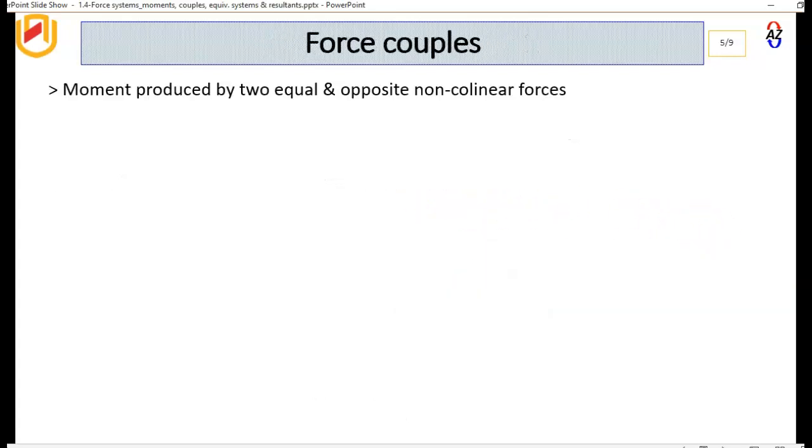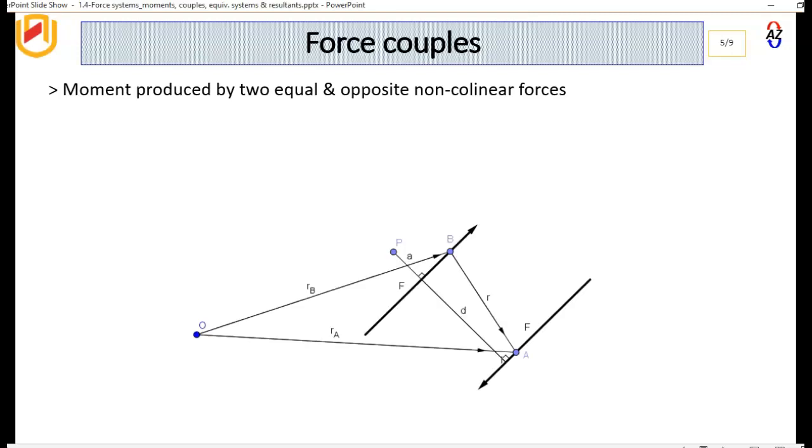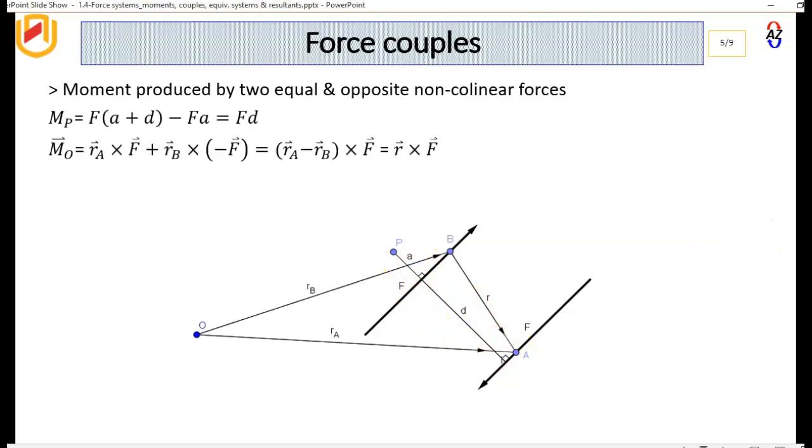Okay, now what is a couple? A moment that's produced by two equal and opposite non-collinear forces is called a couple. Now let's see what it is. So in this case, we have this force F, and then F separated by the perpendicular distance d. So how do we calculate the moment of this couple here? The moment about this point P will be this F times A plus D, minus this F times A. And when we evaluate this arithmetic here, it should give you FD. So the moment about the point P is FD.